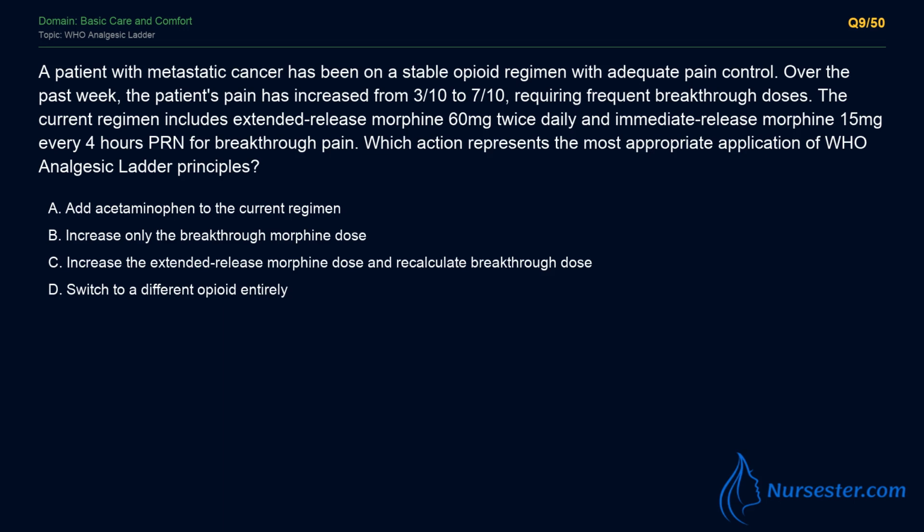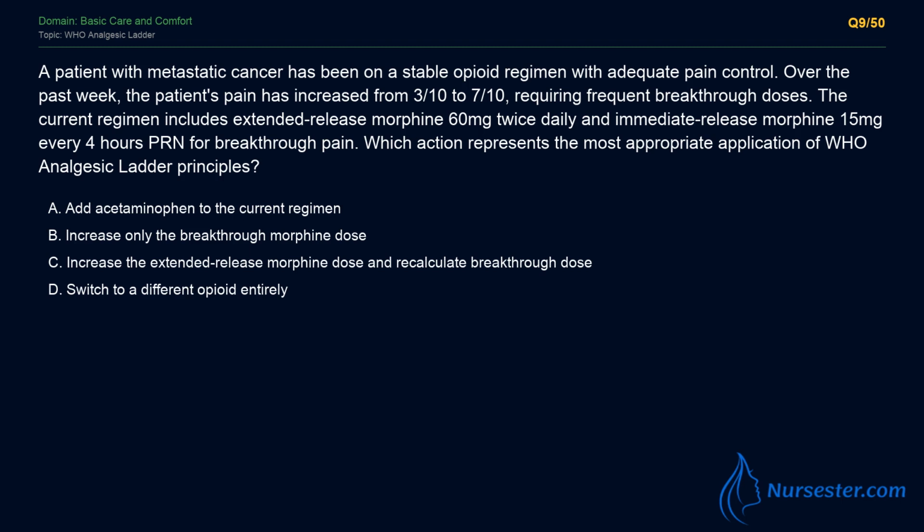Question 9. A patient with metastatic cancer has been on a stable opioid regimen with adequate pain control. Over the past week, the patient's pain has increased from 3 out of 10 to 7 out of 10, requiring frequent breakthrough doses. The current regimen includes extended-release morphine 60 mg twice daily and immediate-release morphine 15 mg every 4 hours PRN for breakthrough pain. Which action represents the most appropriate application of WHO analgesic ladder principles?